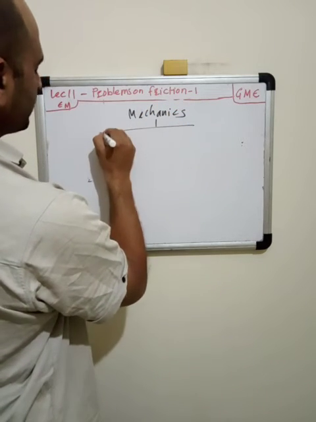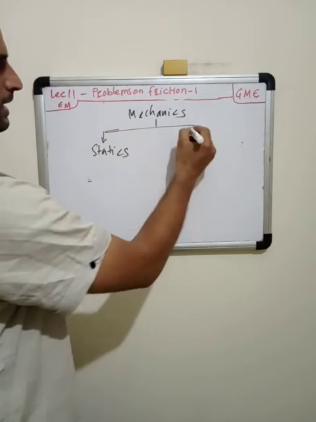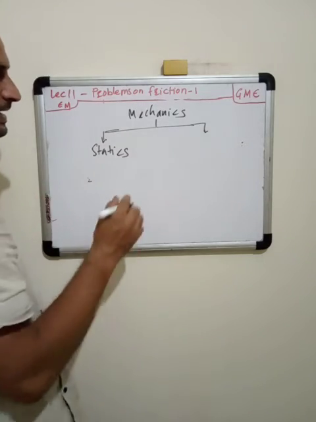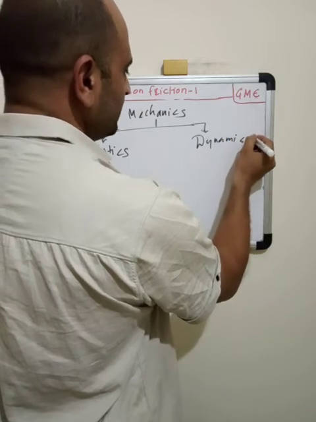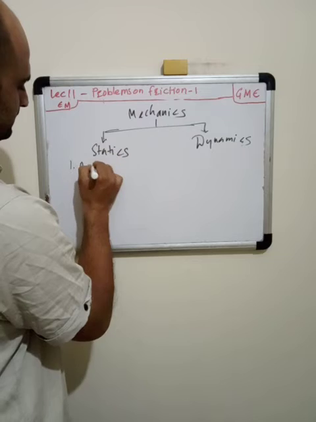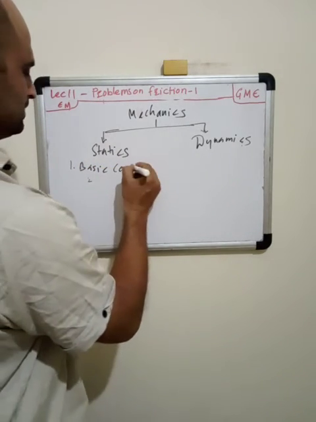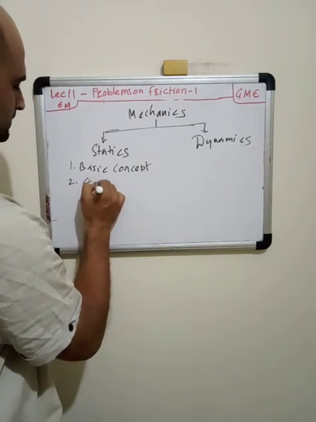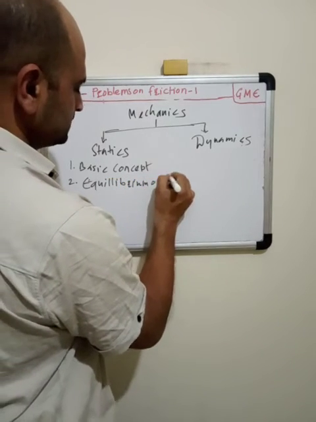Mechanics is classified into two broad categories. The first one is statics. In statics, the body is at rest, and in dynamics, the body is in motion, okay? In statics, what part did we see up till now? We saw the basic concept, in the first 6 to 7 lectures. The second we saw was the equilibrium of forces.